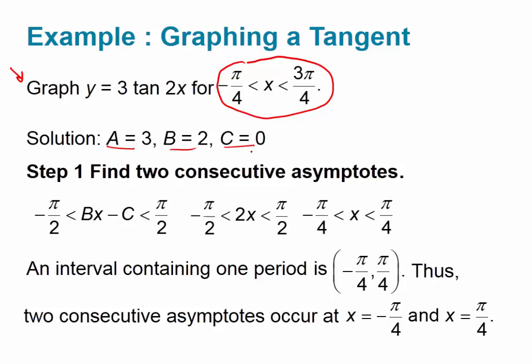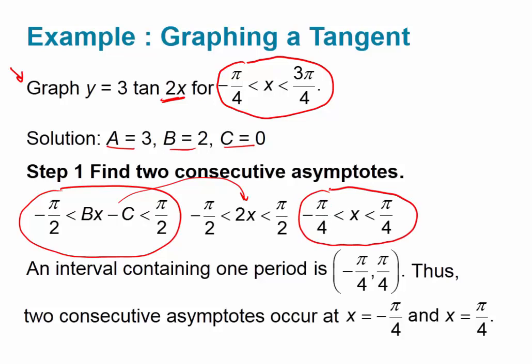Once we find those values, then we want to set up our inequality. So notice for tangent right here, the normal period for the tangent, as I said before, is negative pi over 2 to pi over 2. All we do is replace whatever we have up here in the center. In this case, it's just 2x, so I'm putting 2x in the center there. We're going to solve this for x, multiply everything through by a half, and we see then that the asymptotes, or the beginning and end of my one period of this graph, is going to be from negative pi over 4 to pi over 4.